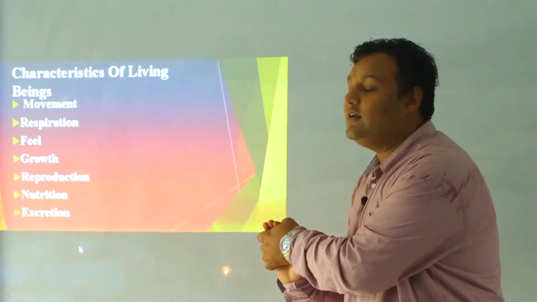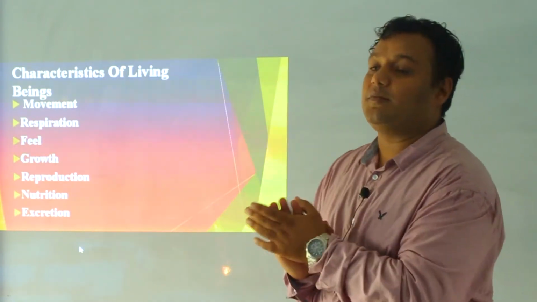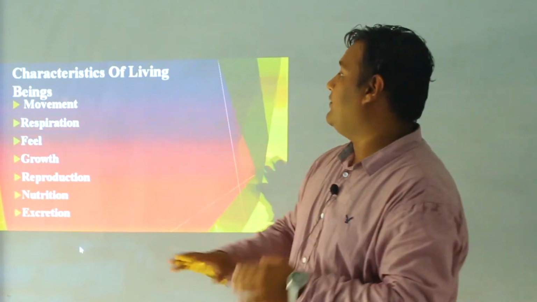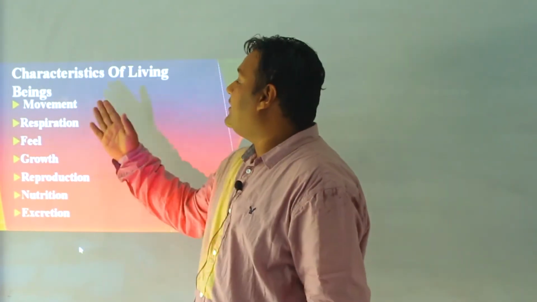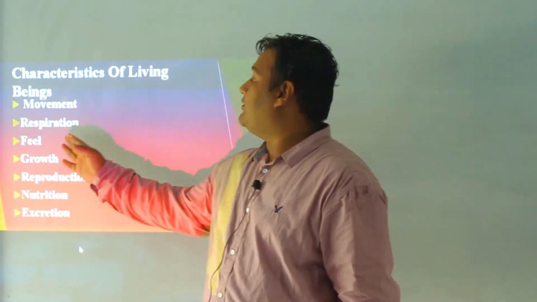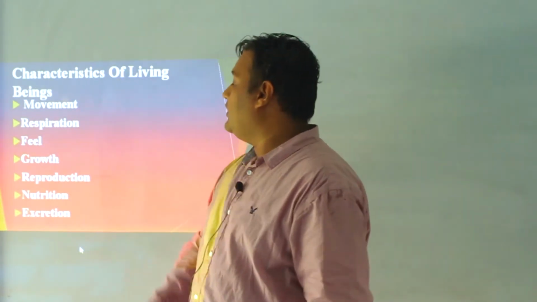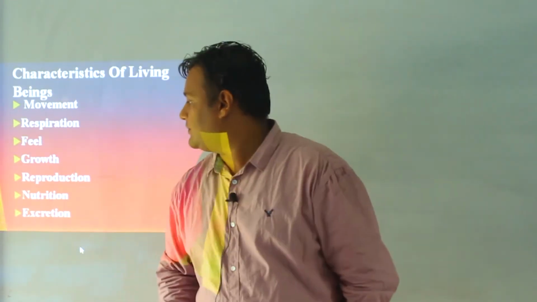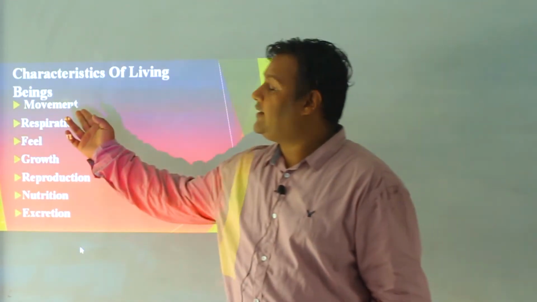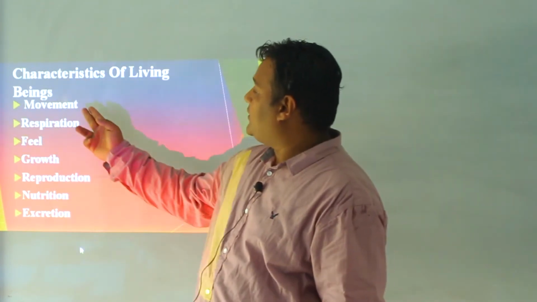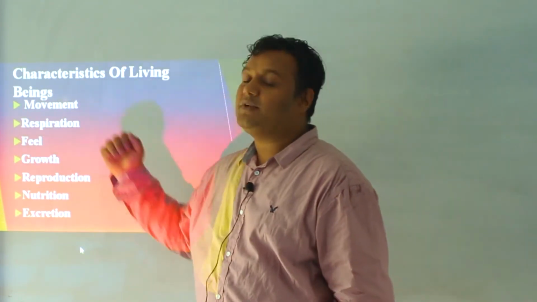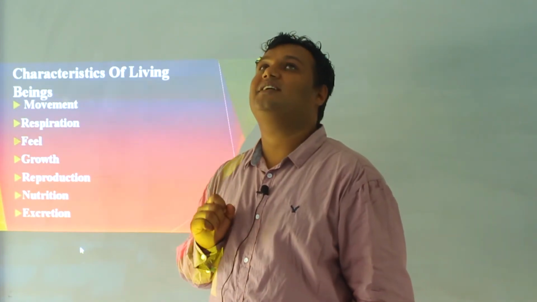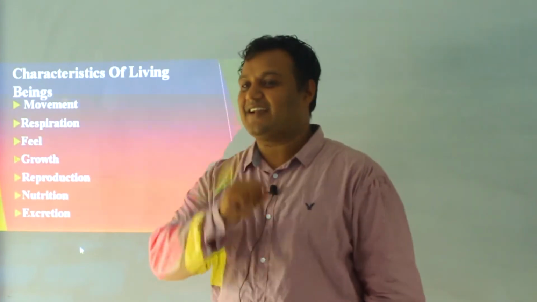So let's recall the main important characteristics of living beings. This is the main feature by which we can distinguish between living and non-living. Living beings have movement, respiration, feeling, growth, reproduction, nutrition, and excretion. You can recall movement. I will go short by short. Movement means moving from one place to another. You can guess easily. You run in the playground. That is a character of the living.